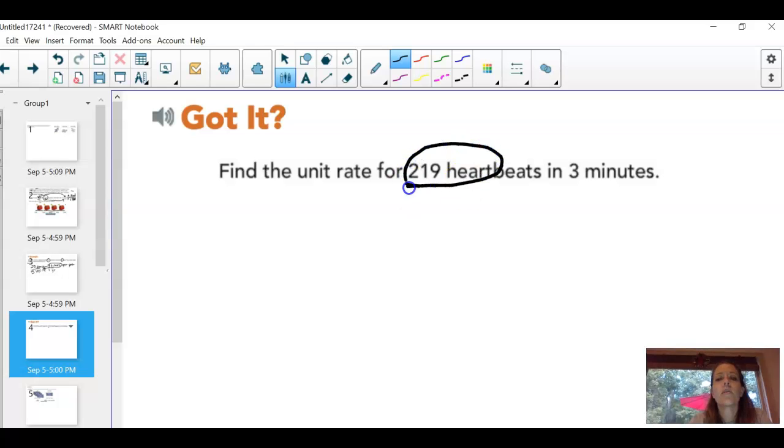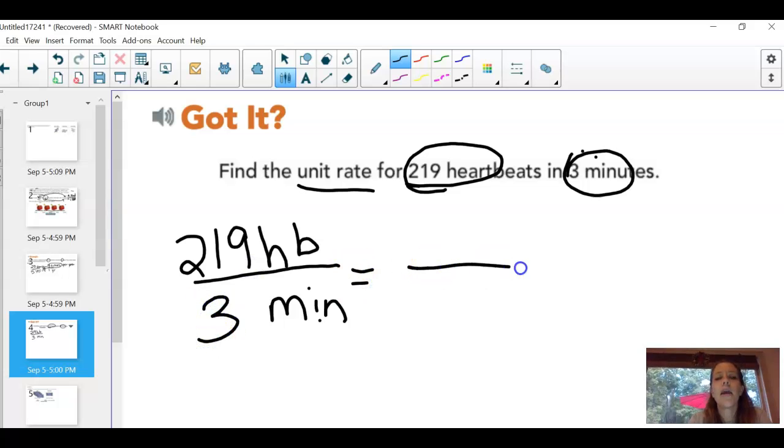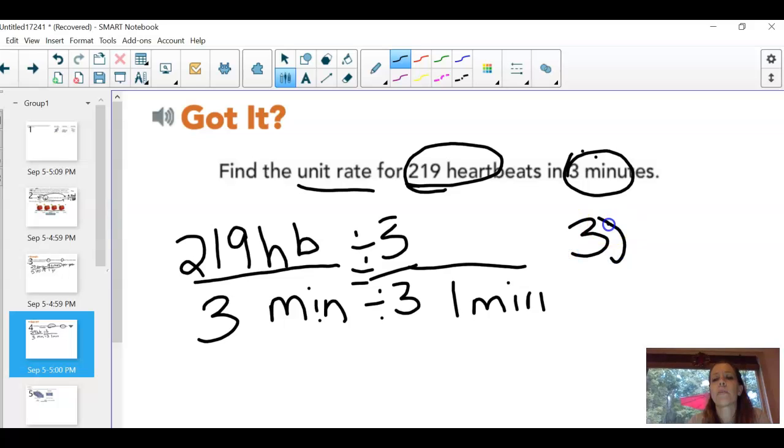Okay, so let's look. We've got 219 heartbeats in 3 minutes. I'm looking for a unit rate, and I want per minute. So minute goes on the bottom, heartbeat goes on the top. So I have 219 heartbeats in 3 minutes. Now, I need the unit rate per minute. So I'm going to divide by 3. Whatever I do to the bottom, I have to do to the top. I'm going to divide that out.